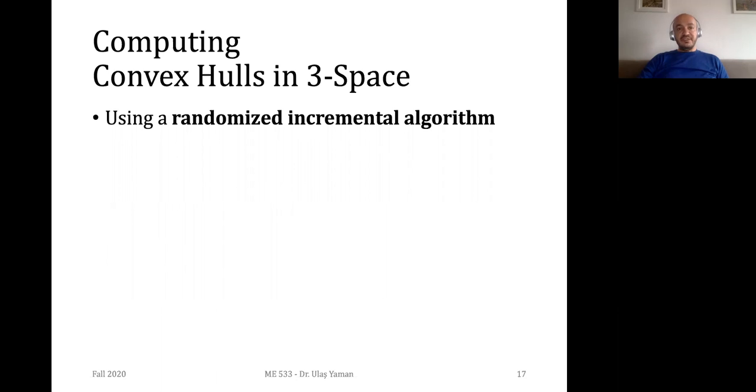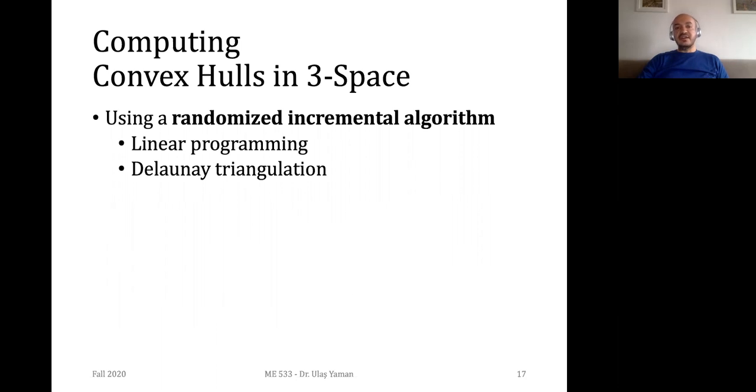So how are we going to compute these 3D convex hulls? We are going to use a randomized incremental algorithm. If you remember, we used them in linear programming and in triangulation. So we start with a few points, and then add all these points one by one, and at any point of the algorithm, we always keep a valid solution, let's say the triangulation or the casting problem. A valid solution is always available at any point of the algorithm. And we'll do the same for the computation of 3D convex hulls.